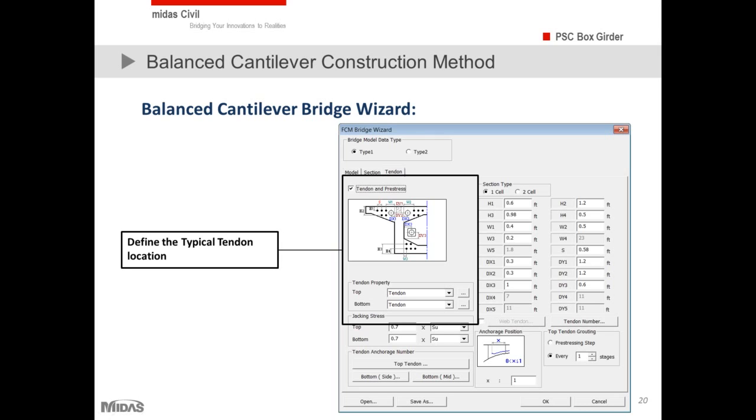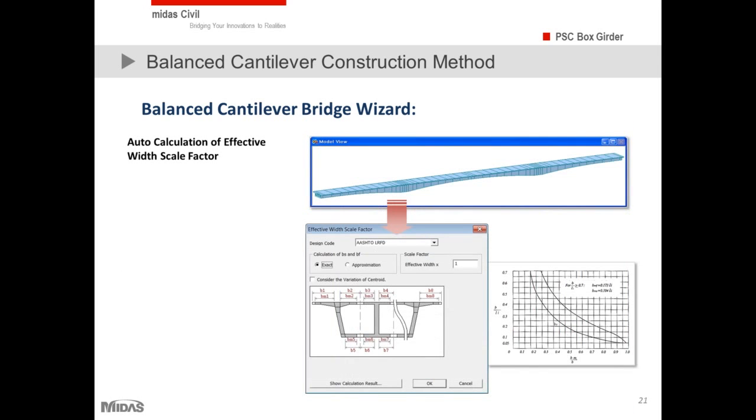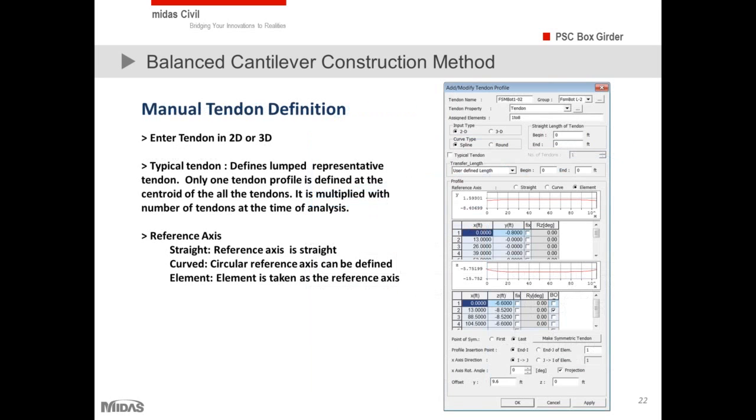Now this is how the wizard works. This is how you can use the wizard to generate the model. But let's say you don't want to use the wizard and you just want to model the bridge geometry by yourself, and let's see how MIDAS Civil can help you there. Now first of all, MIDAS Civil can automatically calculate the effective width scale factor as specified by AASHTO LRFD and is being used in many countries, and this way you can obtain the effective stresses in MIDAS Civil.